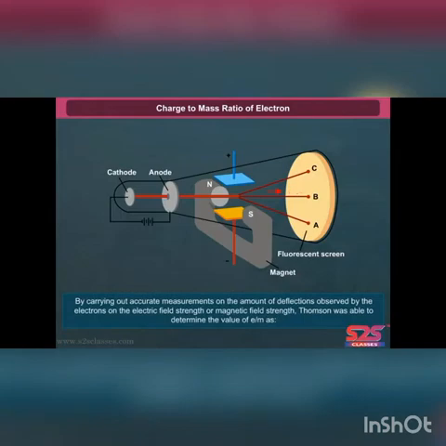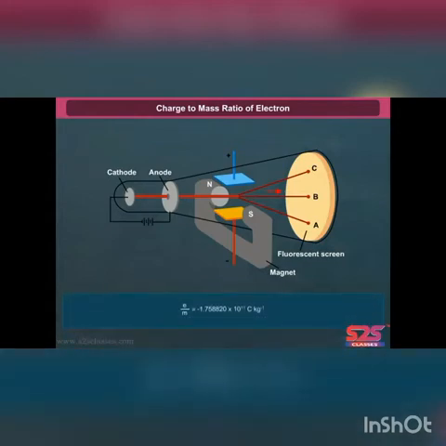By carrying out accurate measurements on the amount of deflection observed by the electron, on the electric field strength or magnetic field strength, Thomson was able to determine the value of e/me as minus 1.758820 times 10 raised to the power of 11 coulombs per kilogram.